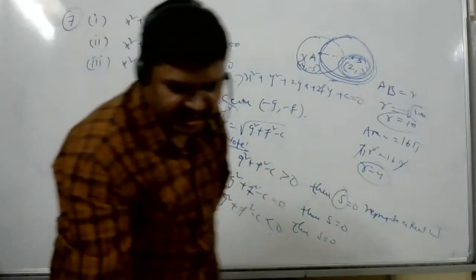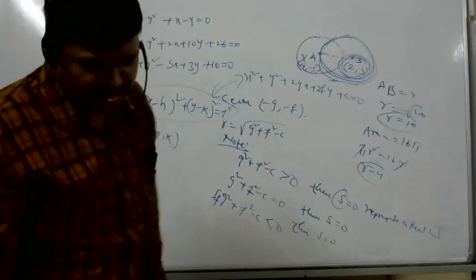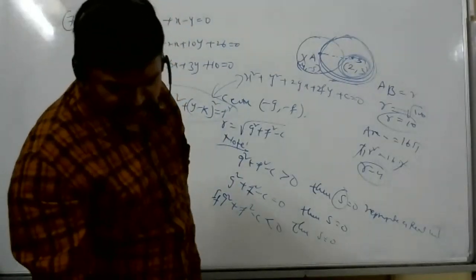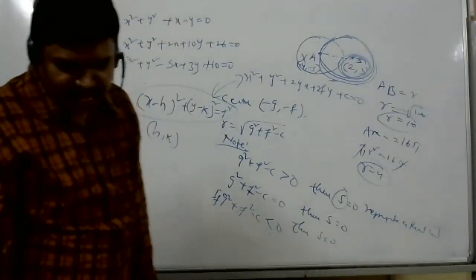Understood? The definition, you see, I will explain the definition. Concentric circle definition. Then next, Mona Lisa.